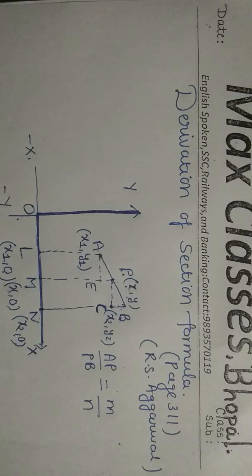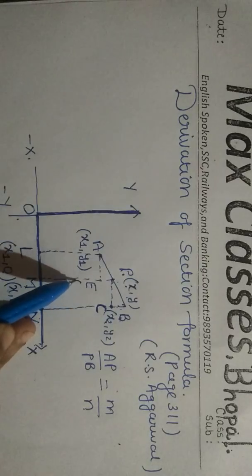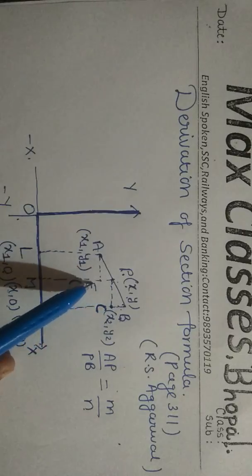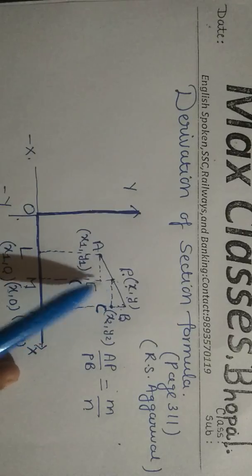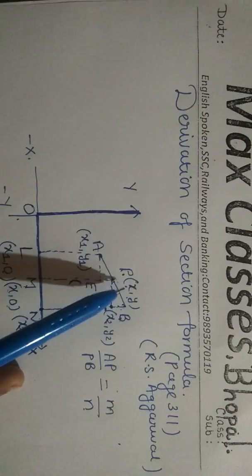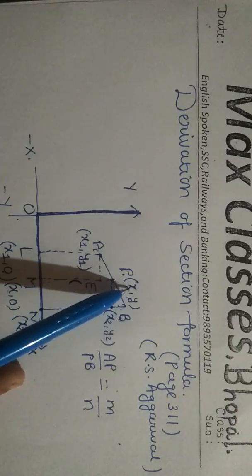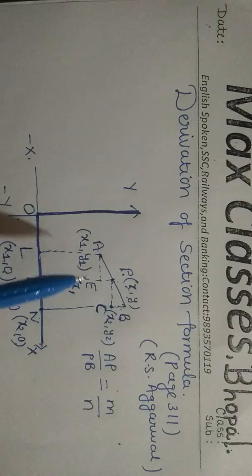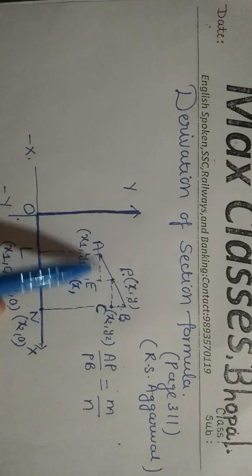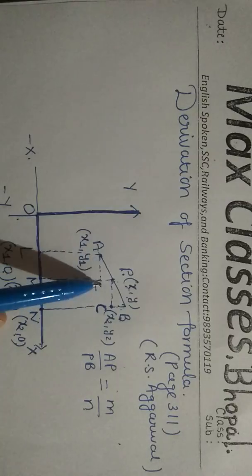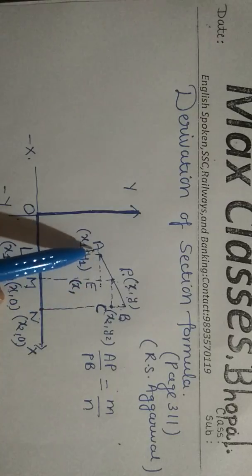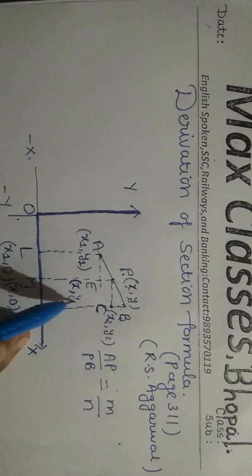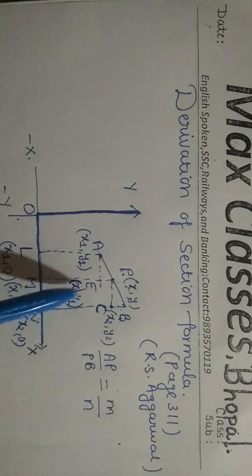So, students, here the coordinate of E will be, as you can see, the point E is lying just below the point P, so their x coordinates will be the same. The x coordinate of P is x, so the x coordinate of E will also be x. Similarly, the point E is lying on the same line as the point A, so the y coordinate of A is y1, and the y coordinate of E will also be y1. So the coordinate of E is x comma y1.